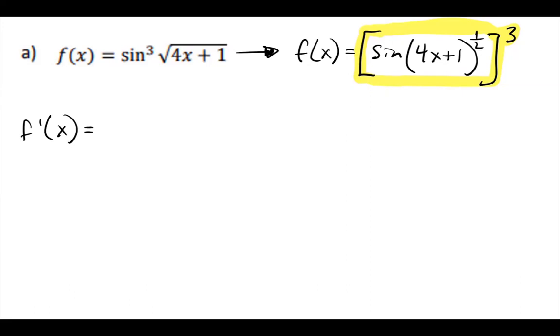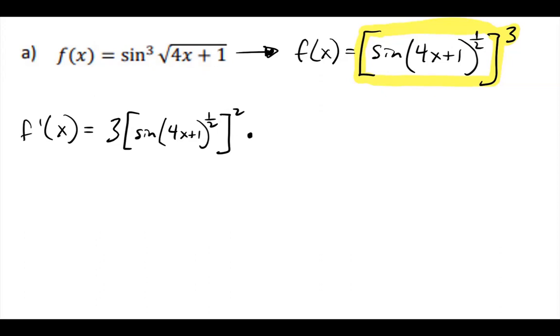Well, if it's something to the 3rd power, that's power rule, right? So I'm going to move the 3 to the front. Everything on the inside stays the same. Take away a power. Done. That's the outside layer. Okay. Now we're going to move inside a layer.